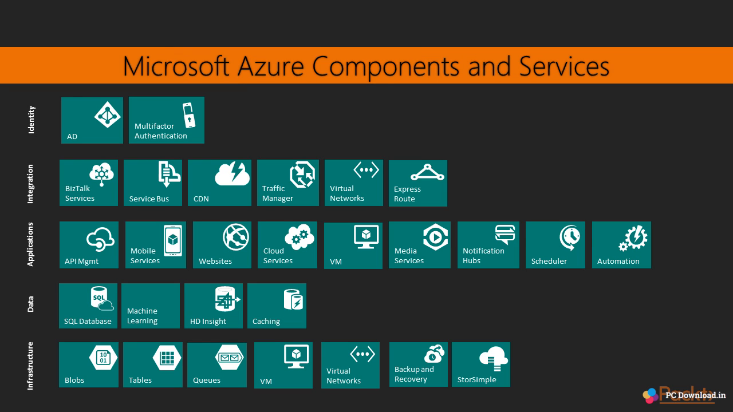Now, when talking about Azure components and services, it somehow looks like this. At the bottom layer, we're talking about infrastructure. Think back about IaaS, infrastructure as a service, that I was talking about in the course overview. On the infrastructure side, we talk about Azure Blob Storage, table storage, queue storage, virtual machines, virtual networks, backup and recovery, and StorSimple as a storage appliance solution.